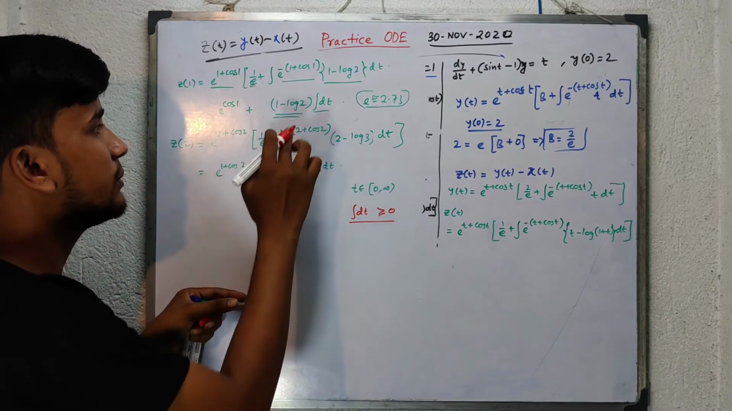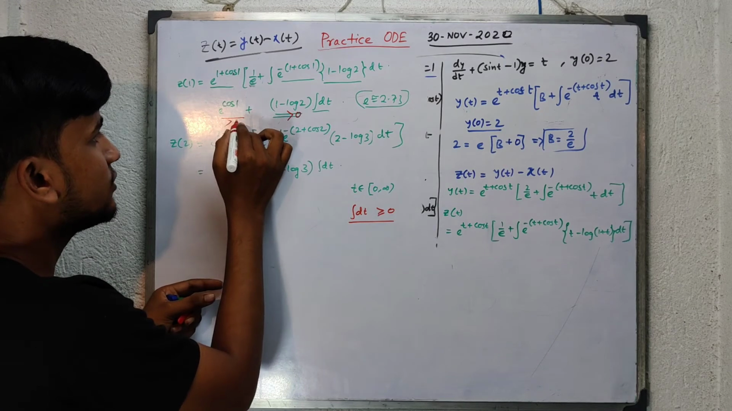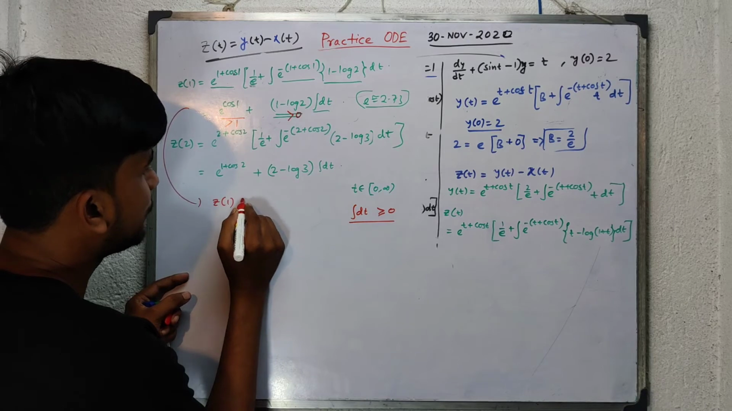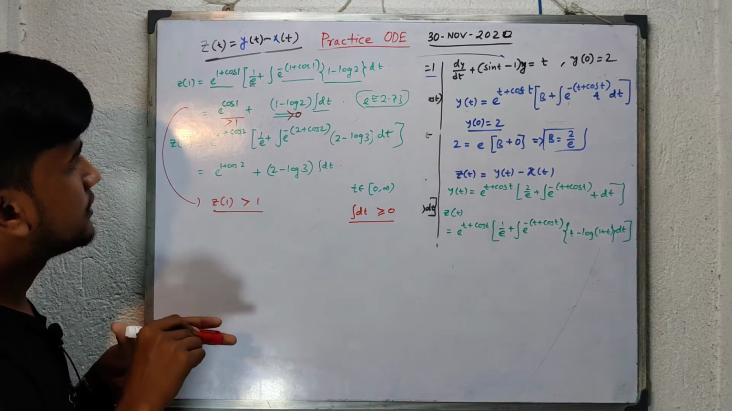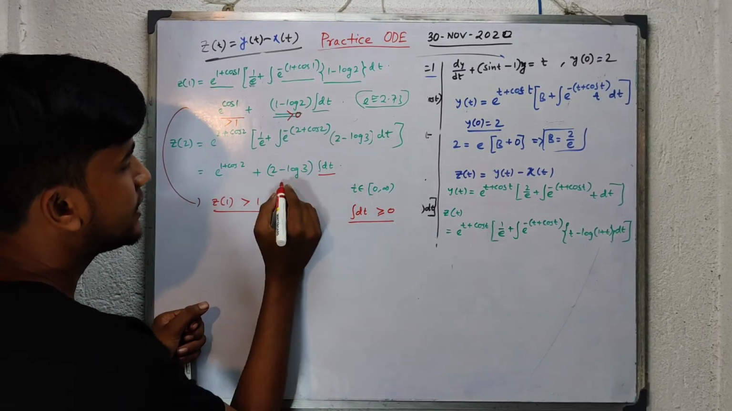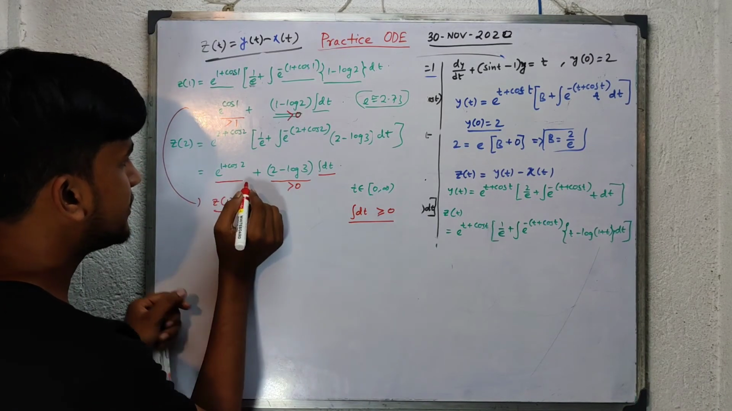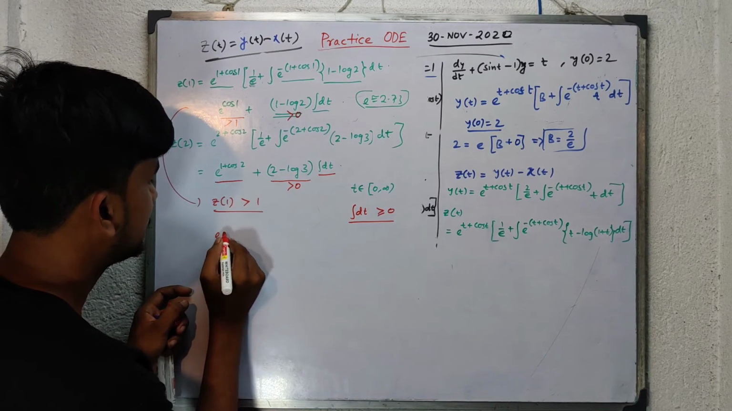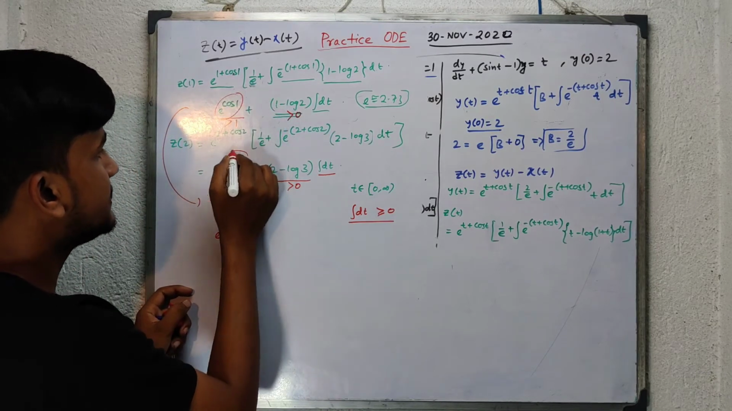Okay, and the value of 1 minus log t is also greater than 0, and this exponential term is obviously greater than 1. So this means this term z of 1 is obviously greater than 1, and now this term is also greater than 0, since this interval is given, and 2 minus log 3 is also greater than 0, and this term exponential 1 plus cos 2 is obviously greater than exponential 1. So compare this term and this term.